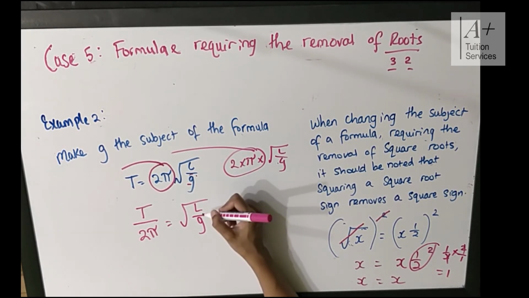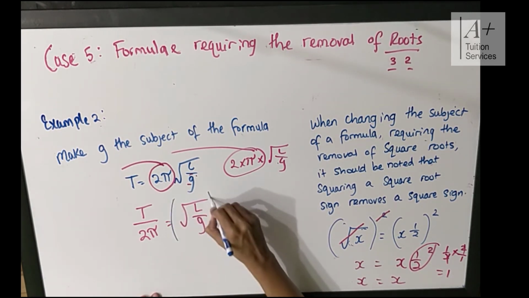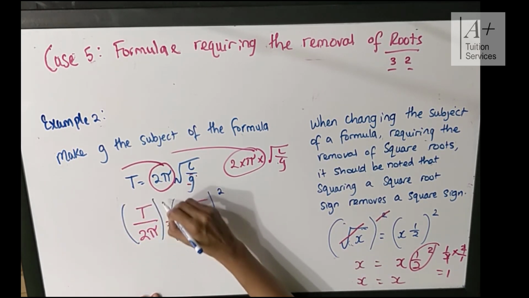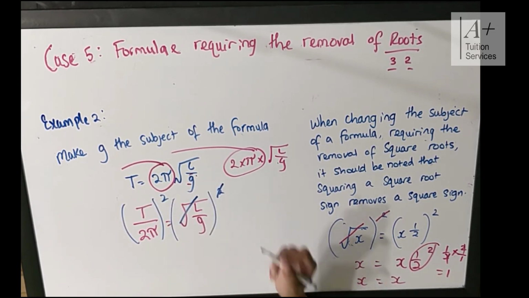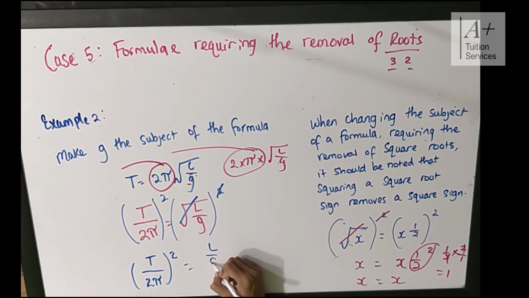Now we want to get G out of here. So we need now to square both sides. By squaring both sides, we multiply by the power of 2. And this will cancel out this bracket here. So now we'll end up with T over 2 pi squared is equal to L over G. And in doing so now, we can just square everything inside the bracket.